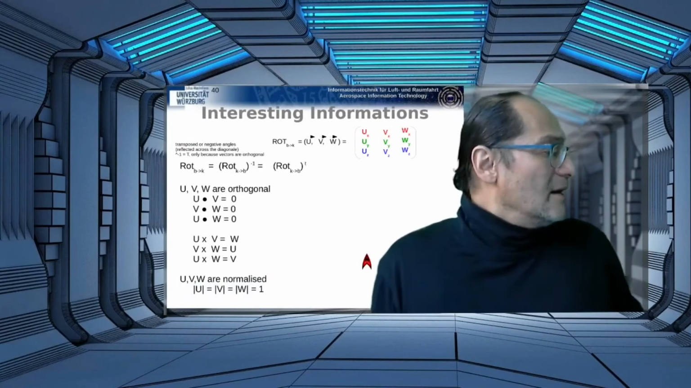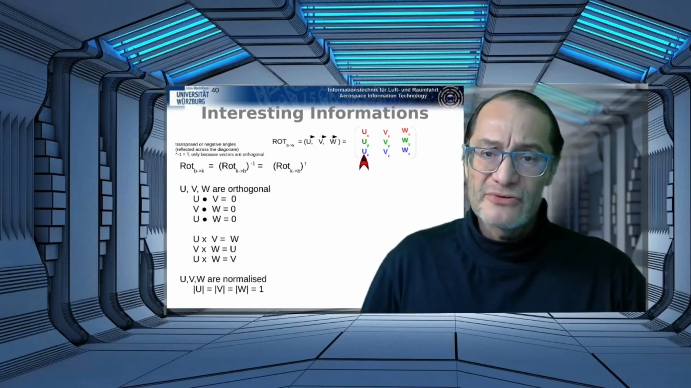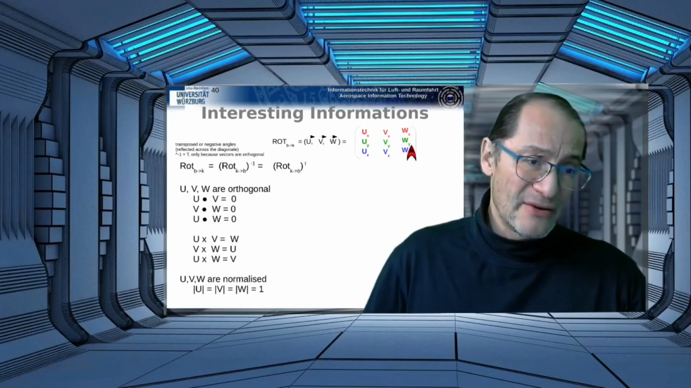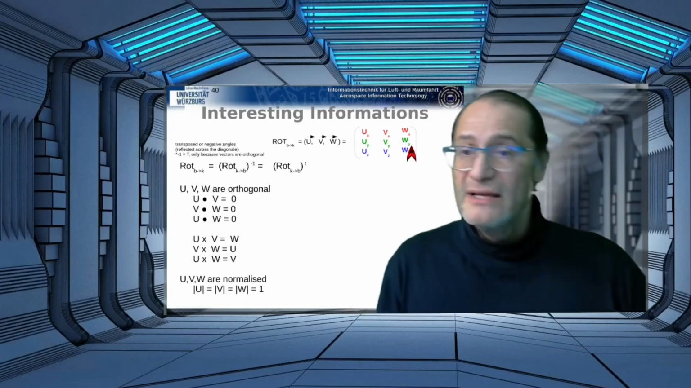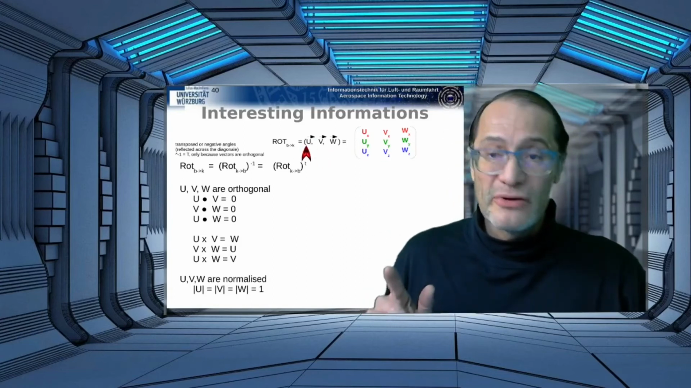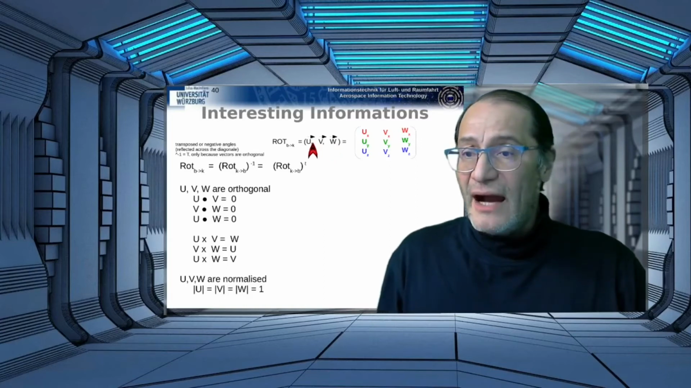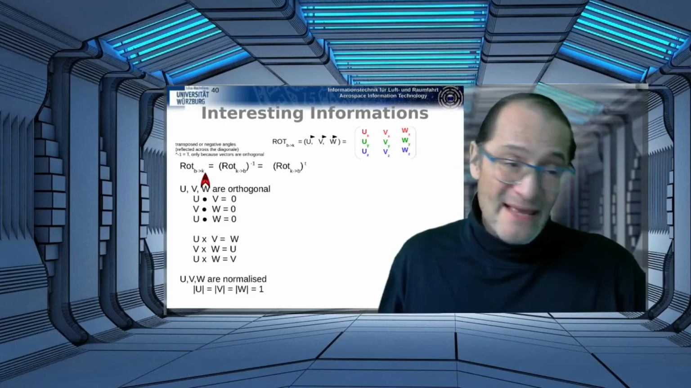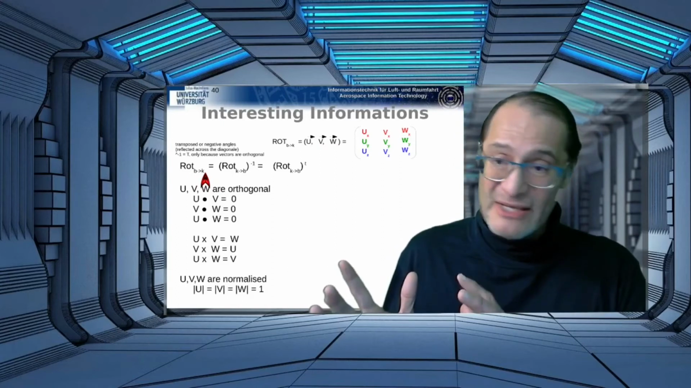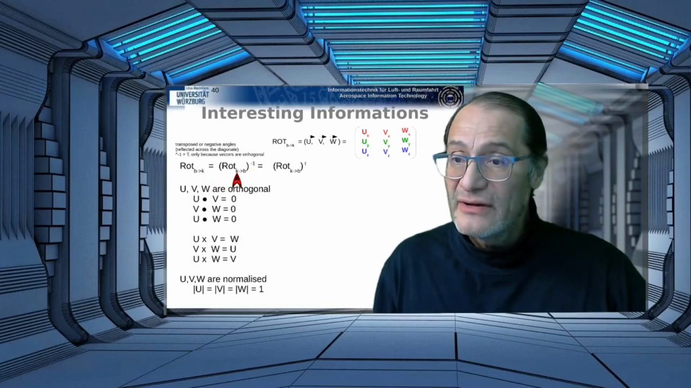Okay. Now some interesting information. Let's say I have these three vectors. You remember our rotation matrix consists of the three vectors after the rotation. And these three vectors, I'm going to call them U, V, and W. And the rotor from B to K, let's say I have this rotation from this position to this position, is exactly the same as the inverse rotation from K to B.